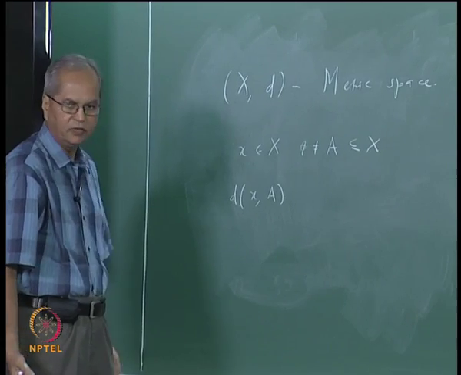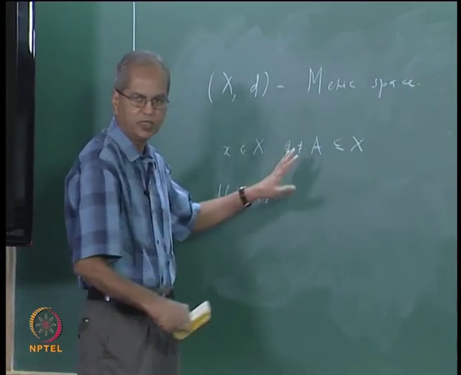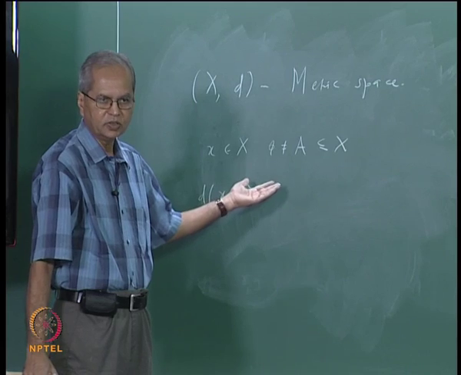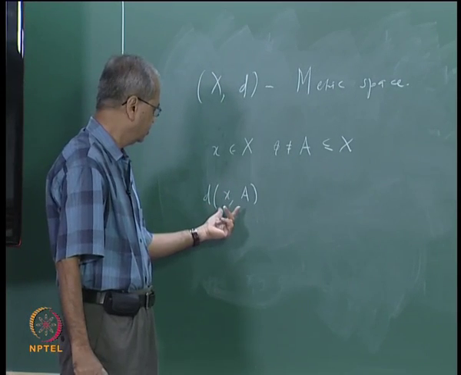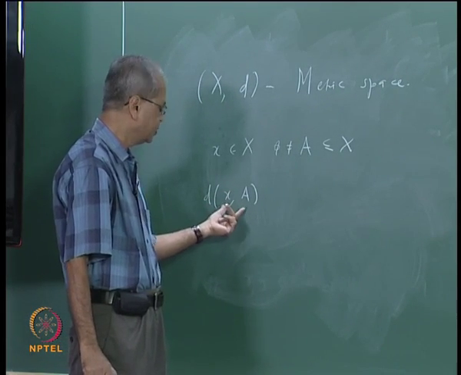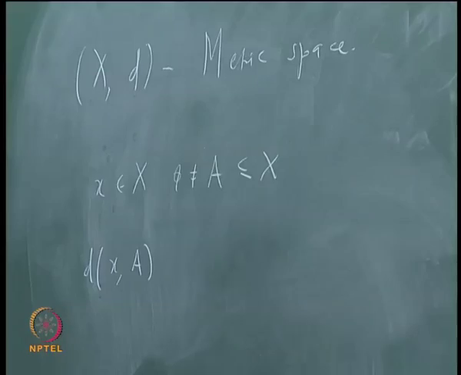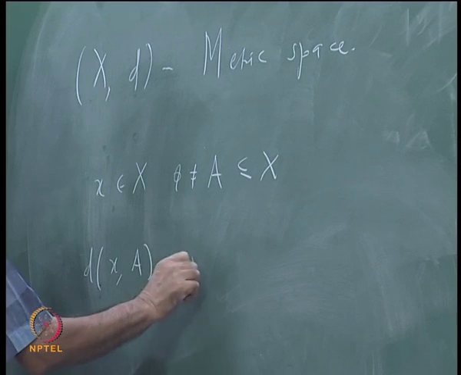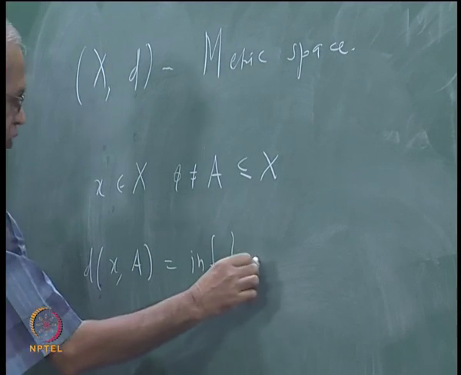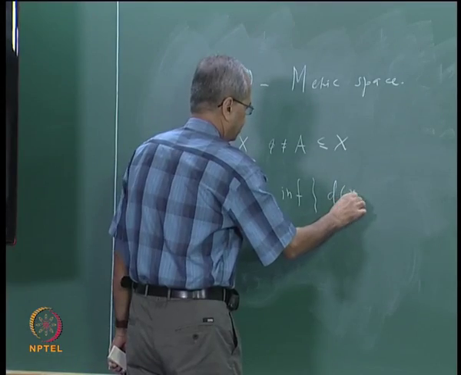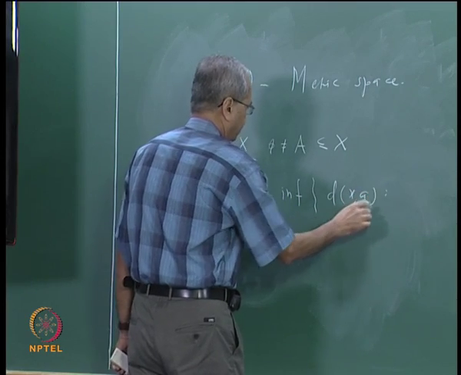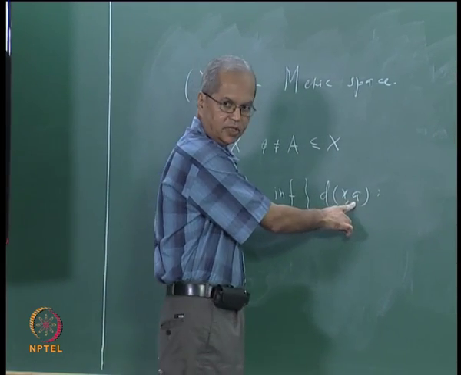What is the most natural way of defining it? Because A will have many different points, what should be taken as the definition of distance between x and A? The infimum. Of course one can take the minimum, but the minimum may not exist, and so what we do is we take the infimum of the distances between x and a, taken over all small a belonging to A.